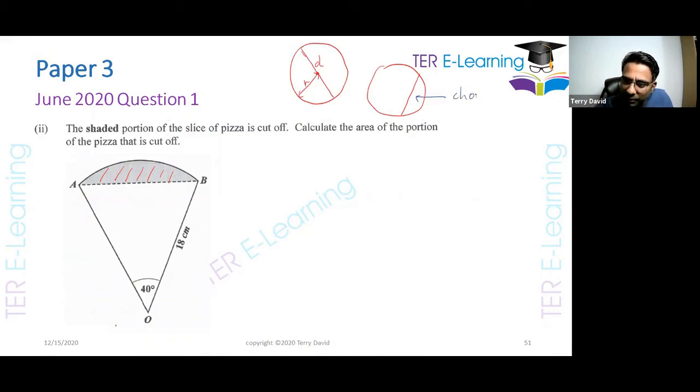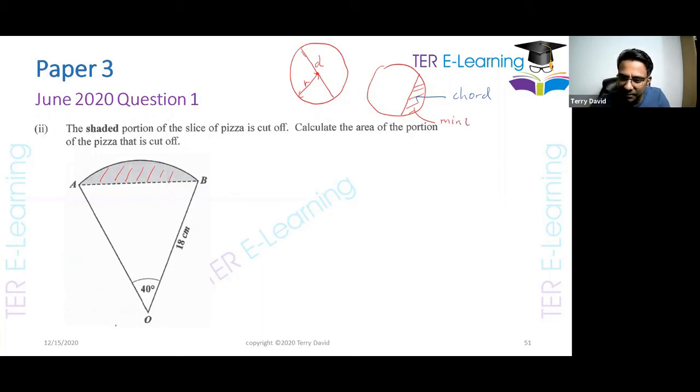This is what we call a chord, right? I've seen just recently, I think it's a 2019 paper, they had a diagram like this and they want you to name these things. So this is a chord, and this piece here is what we call a segment, but because it's smaller, we call it a minor segment, right? The chord is dividing the circle into 2 unequal parts, right? The smaller part is called my minor segment.